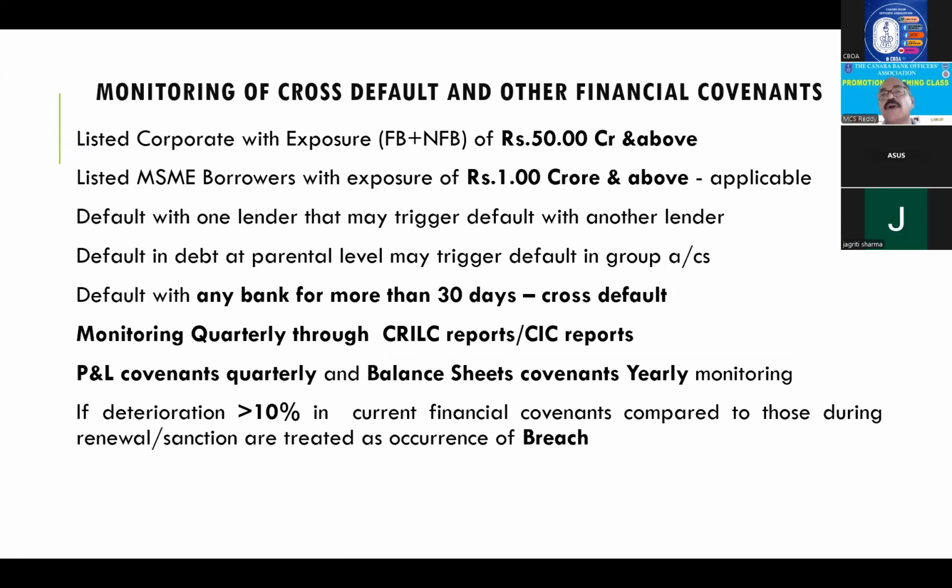Monitoring of cross default and other financial covenants. What does cross default mean? If there is any deterioration of more than 10% from what was expected, suppose the debt equity ratio at the time of sanction that you have accepted, similarly the current ratio accepted at the time of sanction, and after 6 months at the time of review there is a variation of more than 10%, then we call it a breach. So we have to monitor such breaches.